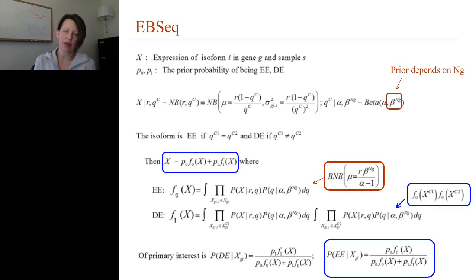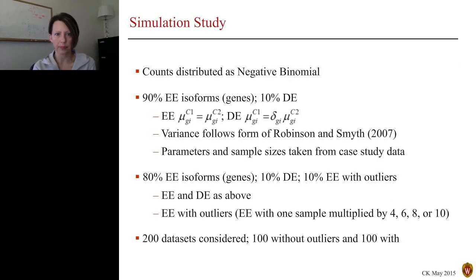And in the mixture model framework, both interpretations are equally valid, unlike a frequentist framework. Okay, so to evaluate this, we conducted a simulation study where counts were distributed as negative binomial. So again, we're going to compare to other methods, and this assumption doesn't violate any other methods because everybody assumes that counts are distributed as negative binomial.